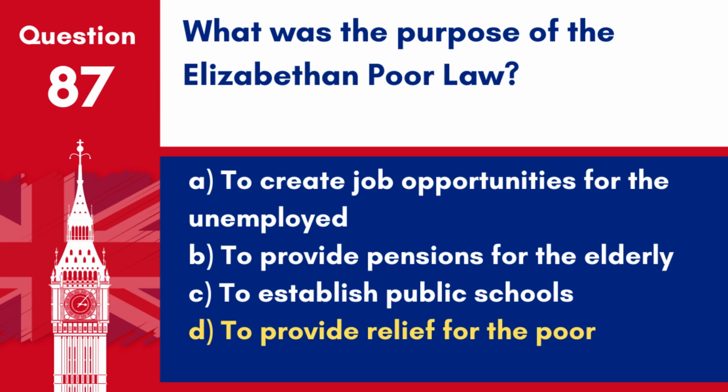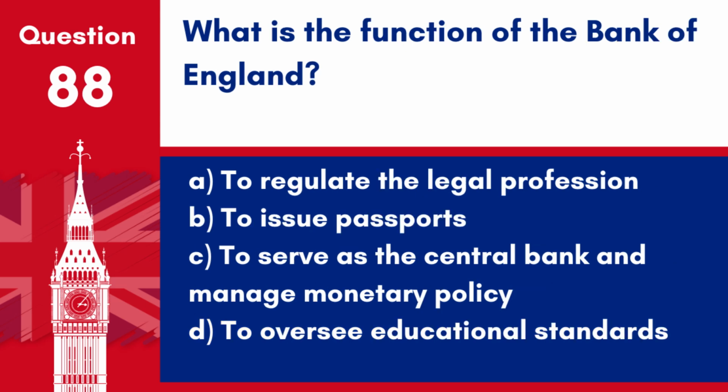Answer: D. To provide relief for the poor. The Elizabethan Poor Law of 1601 was designed to provide care for the poor and destitute, marking an early form of social welfare.